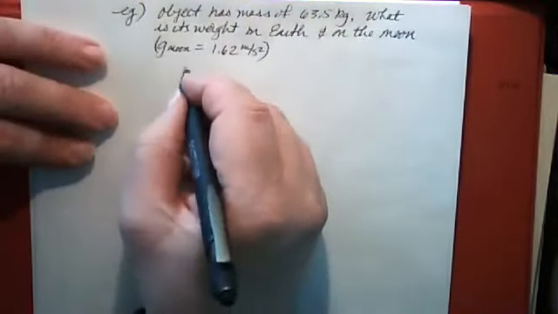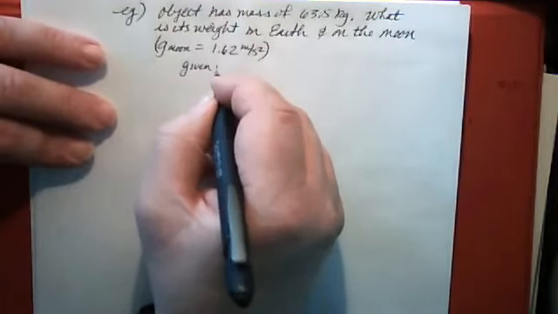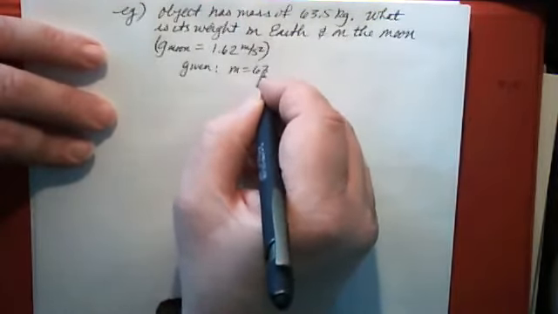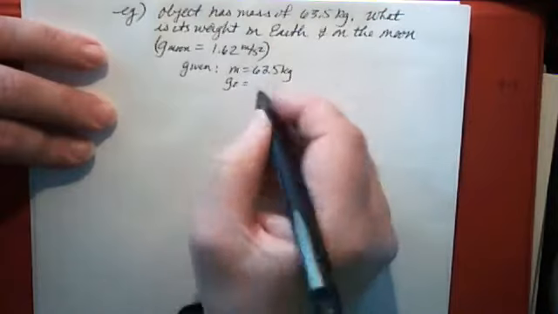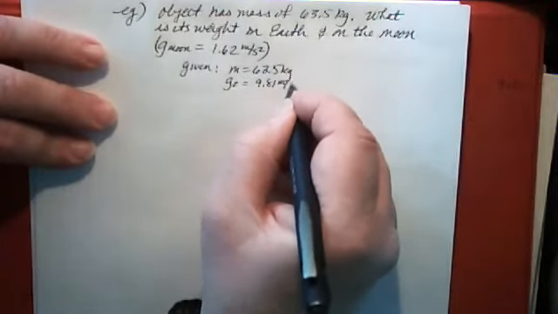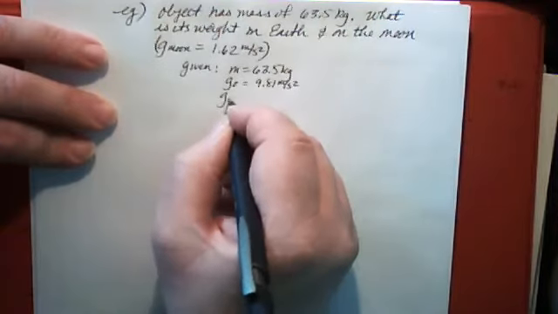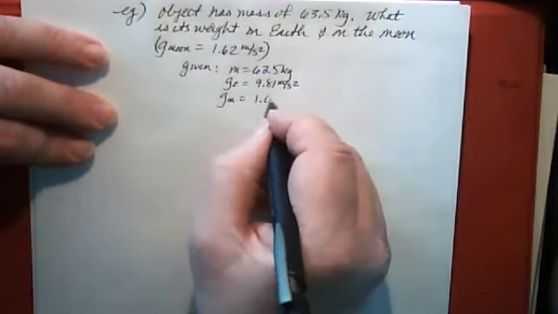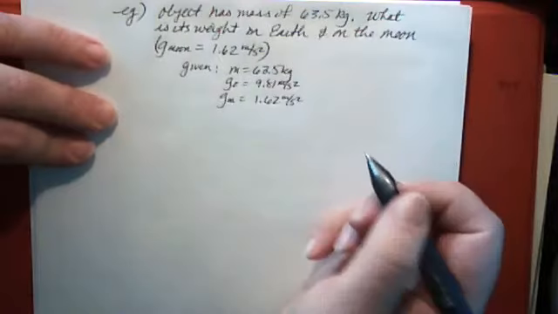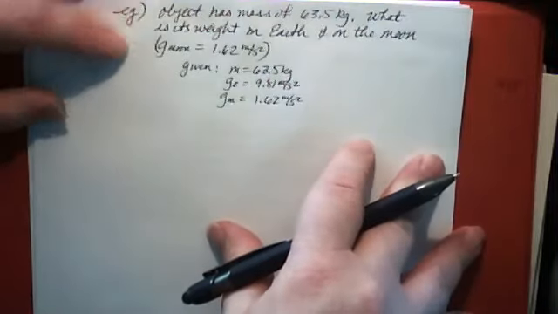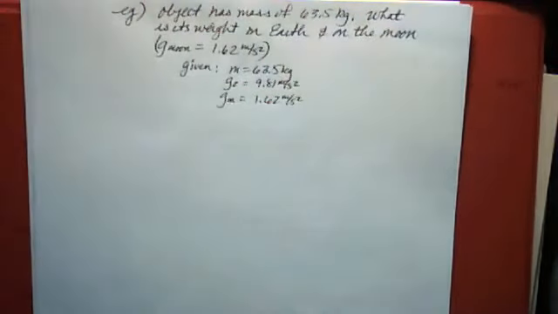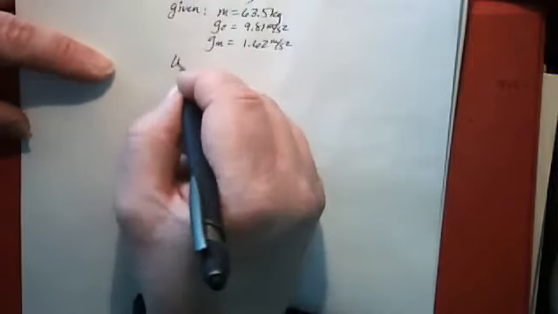Okay, so what we're given: mass is 63.5 kilograms. Gravity on Earth is 9.81 meters per second squared. And gravity on the moon is 1.62 meters per second squared. We weren't actually given the gravity on the Earth, but you know that number is a constant, so you'll get so used to that after a while that it'll be second nature. So what we have to do is find the weight on the Earth and the weight on the moon.